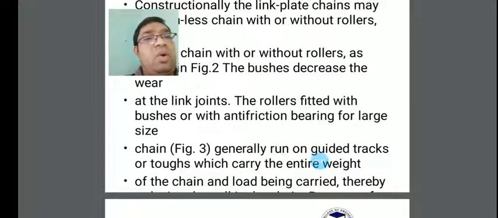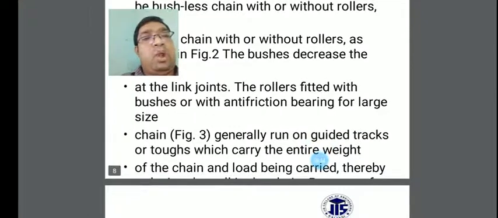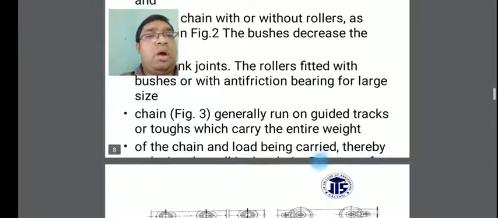Generally they run on guided tracks or trucks, which carry the entire weight of the chain and the load being carried thereby. The entire weight is given to this type of trucks, which carry the entire weight of the chain and load.